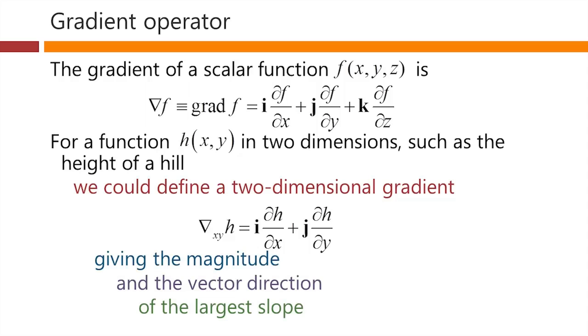The real usefulness of the gradient operator is that it gives both the magnitude and the vector direction of the largest slope. So if you were standing on the hill and you pointed yourself in the direction which was the direction of the steepest gradient on the hill, the magnitude of that gradient would be the magnitude of the gradient, grad f, and the vector direction of that gradient that you were pointing in would be the vector direction of the gradient of f.